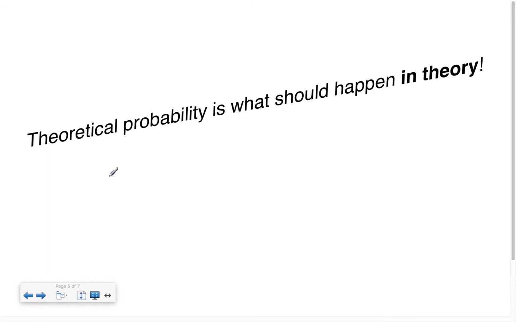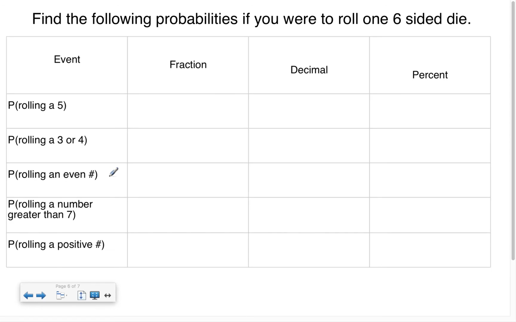Theoretical probability is what should happen in theory. That's what we need to remember. If we talk about rolling a die, it's what should happen in theory. It doesn't mean that you're going to get each one of those numbers if you roll the die 6 times. We don't know what's going to happen, but it's what we think is going to happen based on math. Looking at this first example, find the following probabilities if you were to roll one 6-sided die, a normal die.